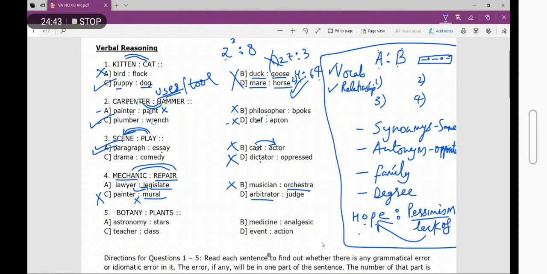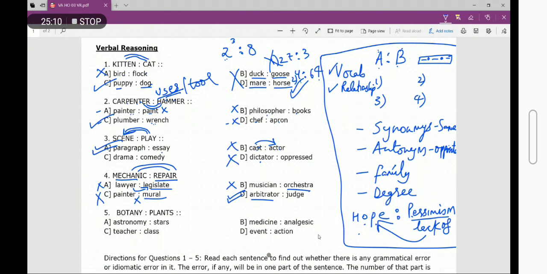Similarly here we say arbitrator, judge, meaning the role of arbitrator is to judge. That is correct. So you go to an arbitrator before, let's say, a case hearing, and he can judge the situation, right? And you can ask for a judgment, right? So arbitrator's role is to judge, but lawyer's role is not to legislate, or musician's role is not to orchestra. Okay. So therefore option is D.